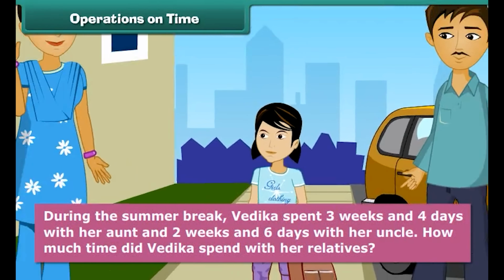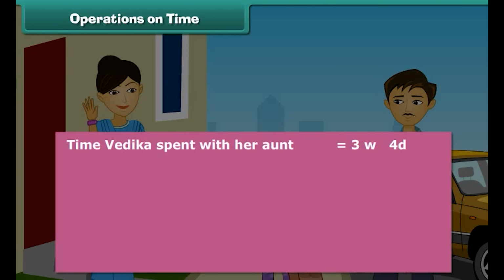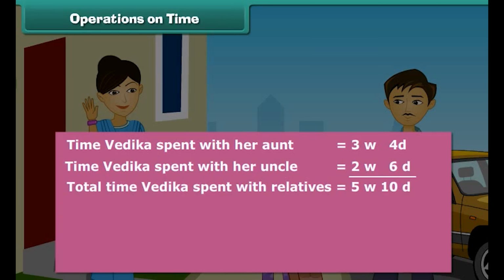During the summer break, Vedika spent 3 weeks and 4 days with her aunt and 2 weeks and 6 days with her uncle. How much time did Vedika spend with her relatives? Time Vedika spent with her aunt is 3 weeks, 4 days. Time Vedika spent with her uncle is 2 weeks, 6 days.